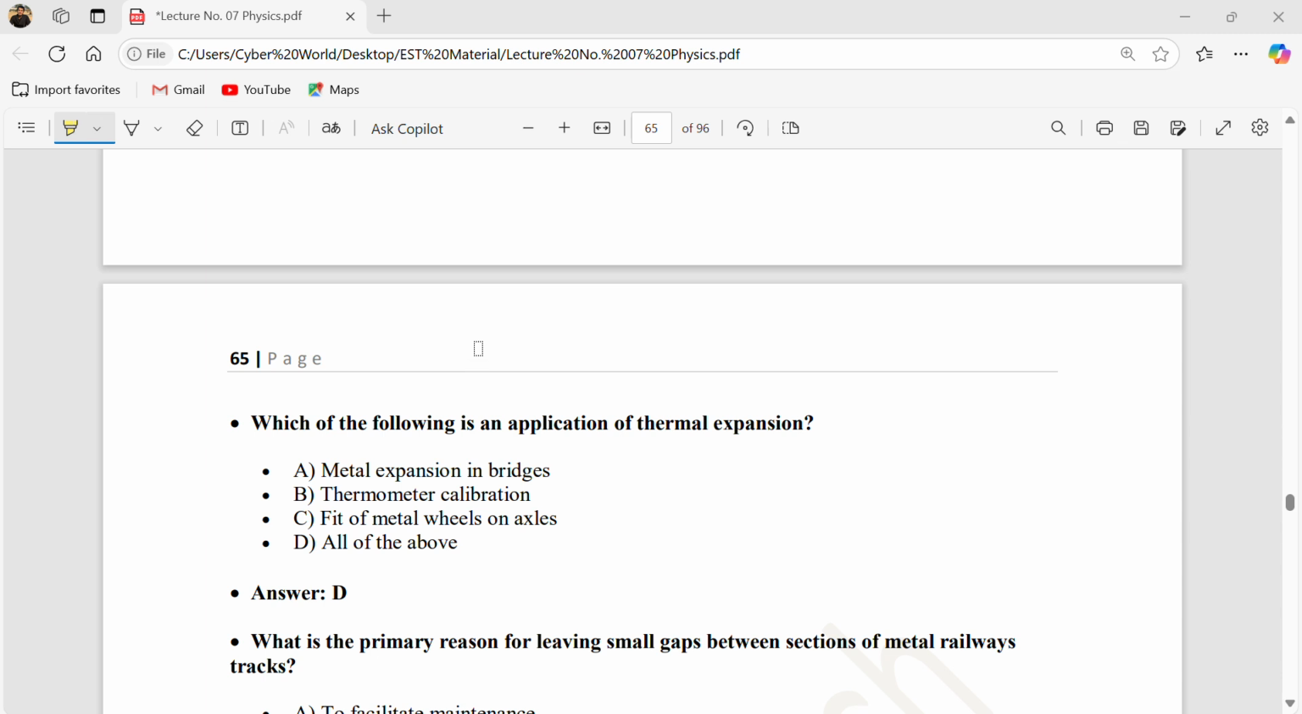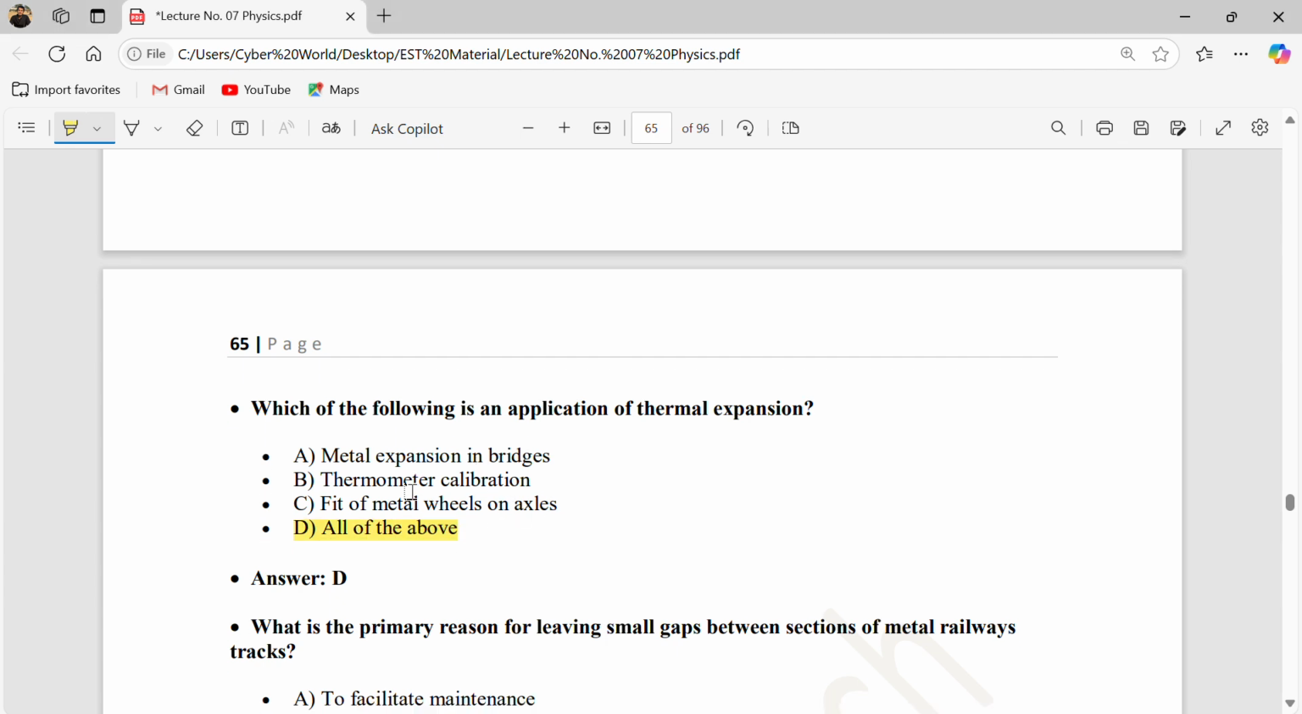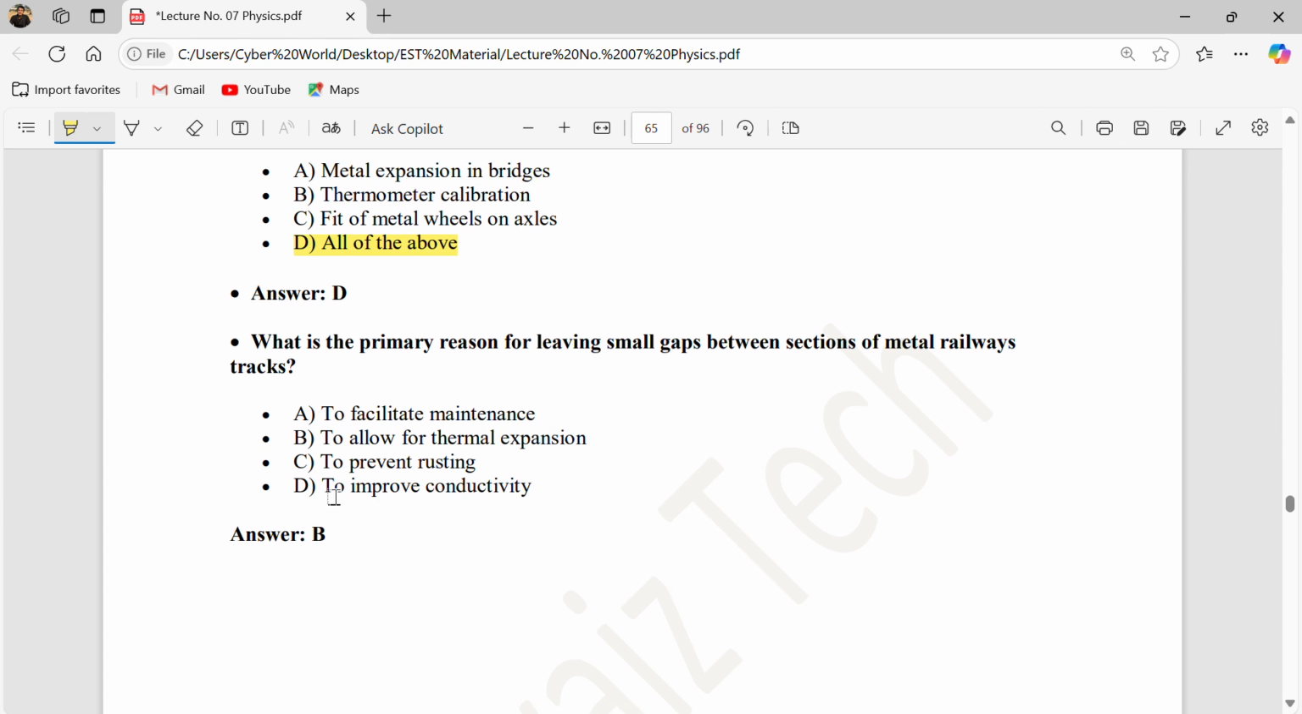Which of the following is an application of thermal expansion? Metal expansion in bridge, thermometer calibration, fit of a metal wheel on axle. This all contains metals, so all of the above. What is the primary reason for leaving small gaps between the sections of metal railway track? To facilitate maintenance? No. To allow for thermal expansion? Yes, because in summers they have to expand, so they can easily expand if we leave gaps. So the correct answer is B.